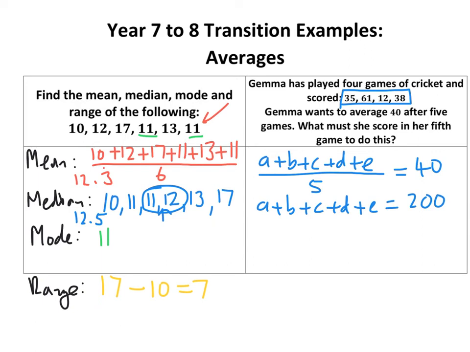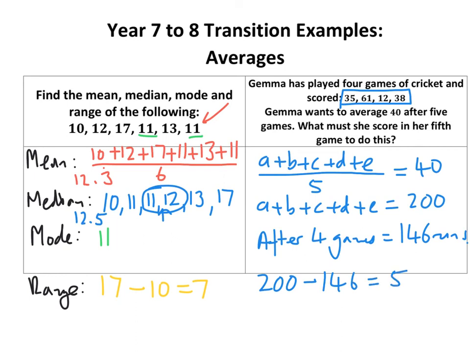So let's add up these. 35 plus, what is it, 61, good innings there, plus 12 plus 38 equals 146. So far, after 4 games, she has 146 runs. And so therefore, she needs 200 to average 40. We should end up, so she needs to get 54 runs in game 5. No pressure, Gemma. But that's how you've got to work it out.